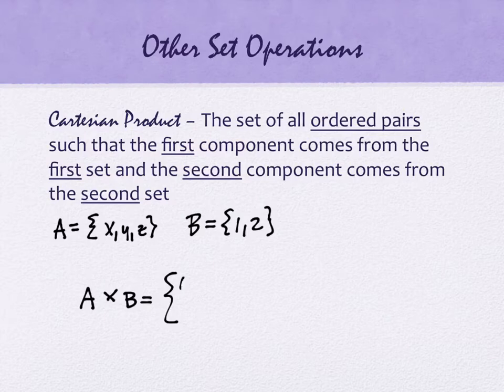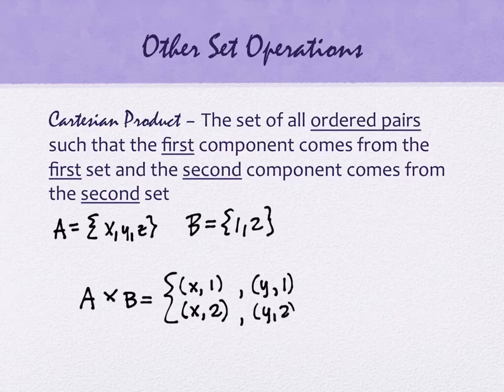So you're going to take an item from set A, so that would be X, and you're going to pair it with an item from set B, that would be like the number 1. Or we could have paired the item X with the number 2. Or we could have paired the letter Y with the number 1, or the letter Y with the number 2, or the letter Z with the number 1, or Z with the number 2. And this is a collection now of ordered pairs.